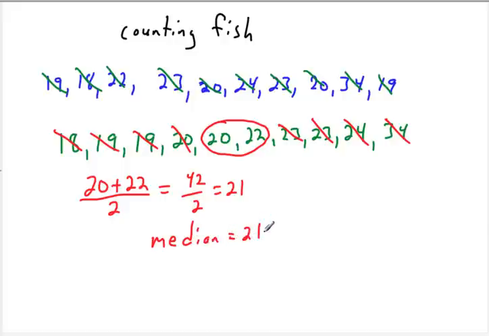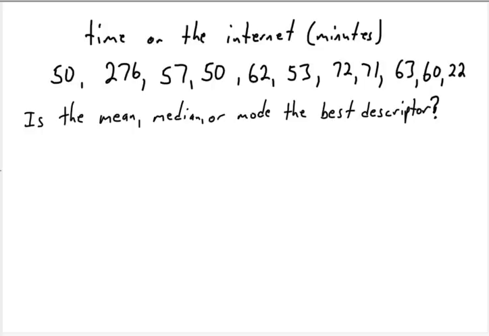All right, let's go on to another problem here. Let's say we did some research and we were trying to decide how long people spend on the internet. And here are some times that we got in minutes. So we got 50, 276, 57, 50, 62, 53, 72, 71, 63, 60, and 22. So the question here is, is the mean, median, or mode the best descriptor of the data?